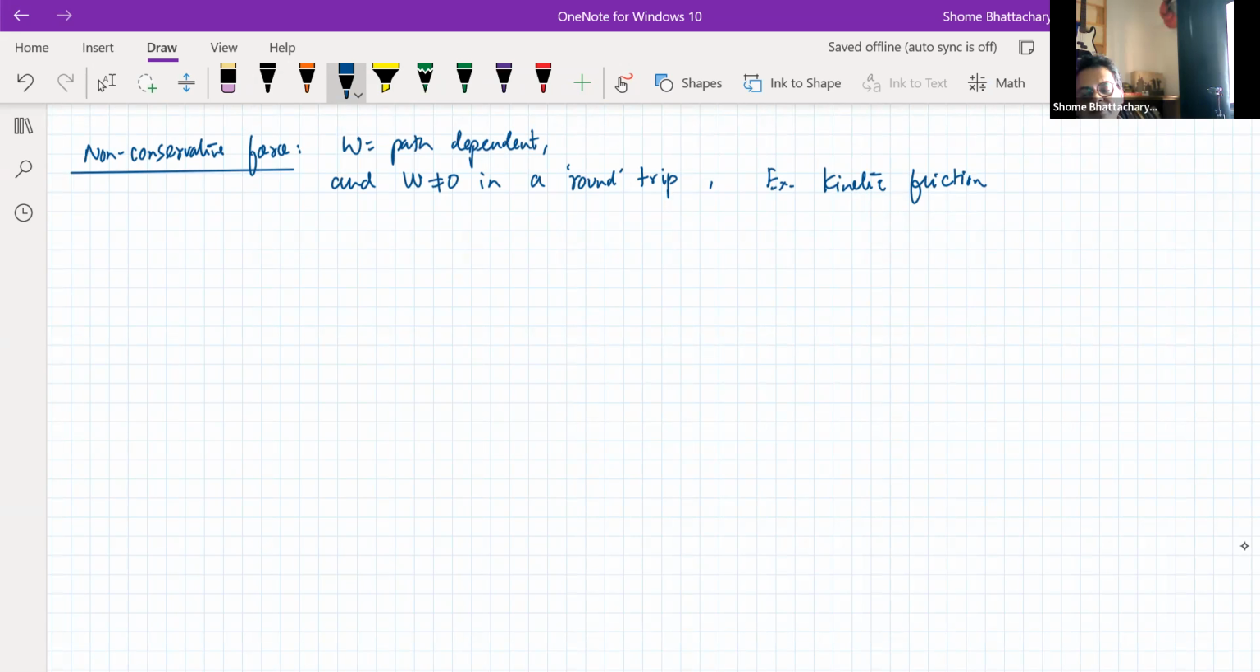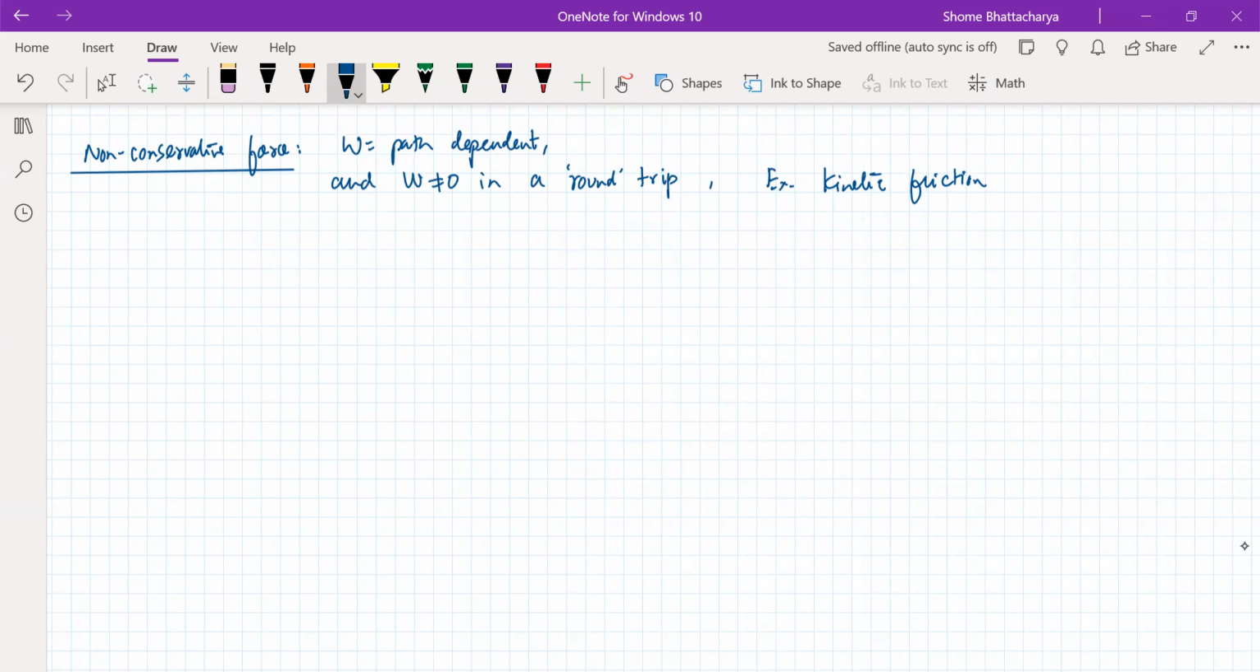So since magnetic force does not do work at all, there's no question of whether it is doing path independent work or path dependent work. So we don't take it in the category of conservative versus non-conservative. Okay.